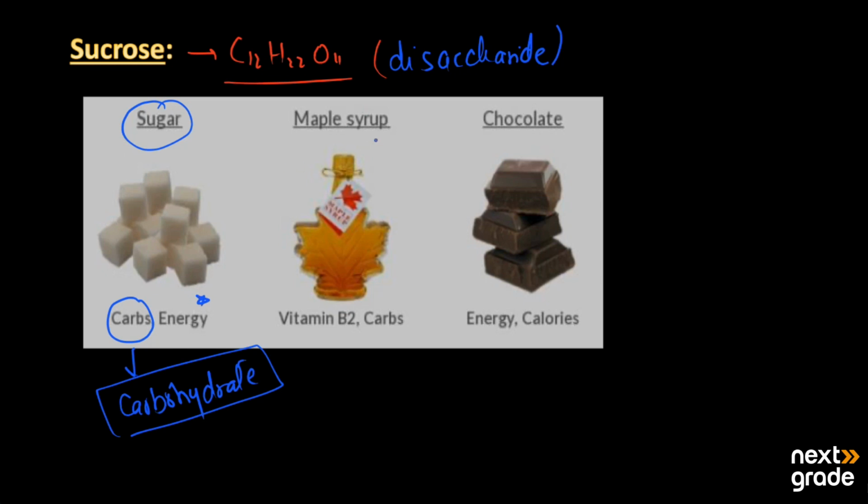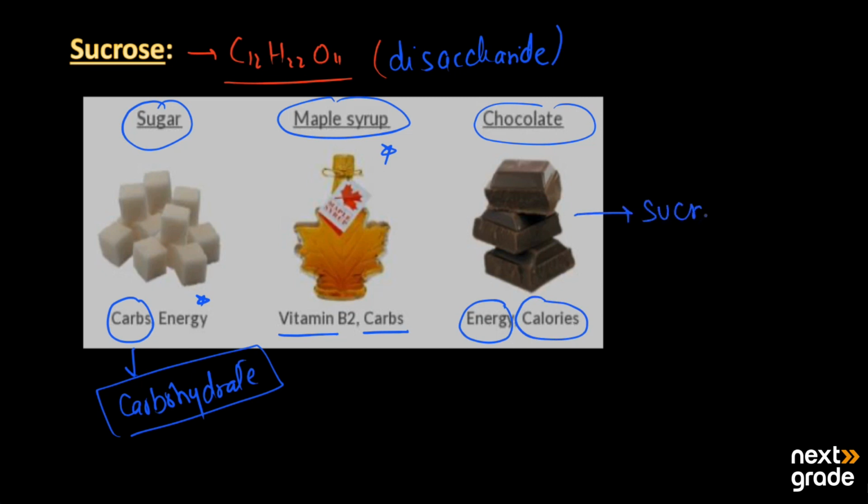Another source of sucrose is maple syrup, which is a main source of carbs, that is, carbohydrate. The third one is chocolate, which is a main source of energy and provides calories to our body. On the whole, it is also a main source of sucrose. So all these three are examples of disaccharide carbohydrates from our daily life.